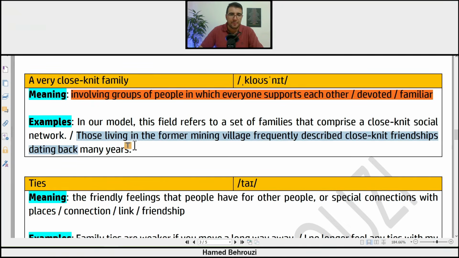The next one says, those living in the former mining village frequently describe close-knit friendships dating back many years. Okay?